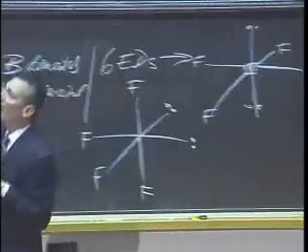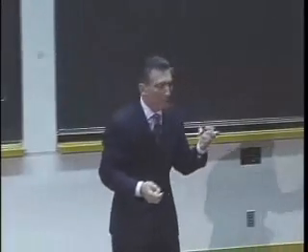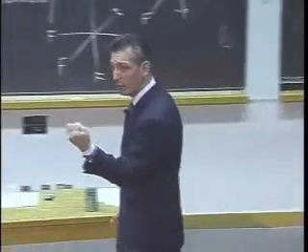So, what does it tell you? It says number 3 is maximize separation between domains. Number 4, give more space to non-bonding domains. Let's think about the physics behind that. Why? Electrons that are in non-bonding domains are sitting there with no interaction with a nucleus.